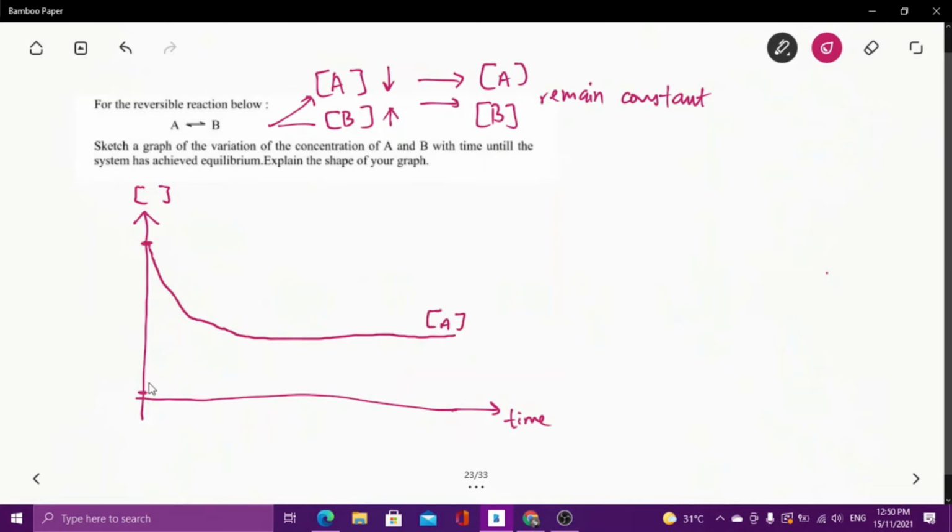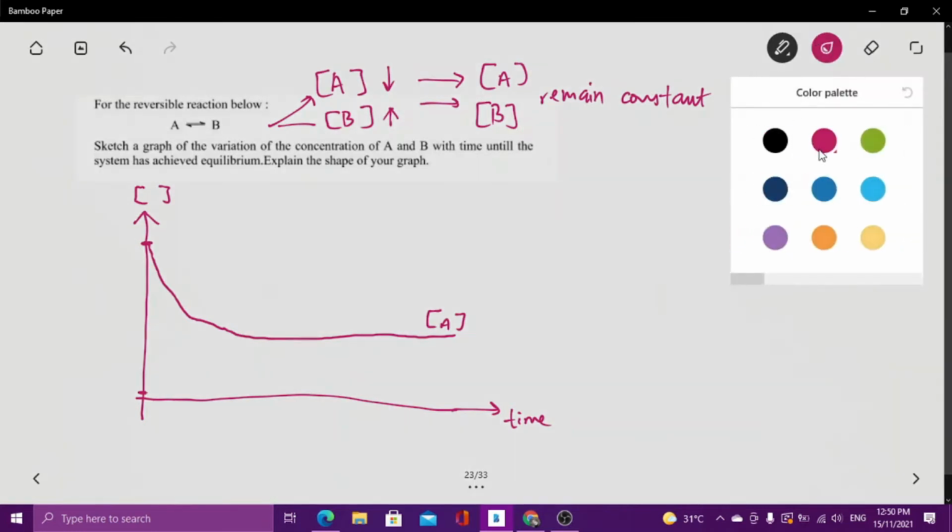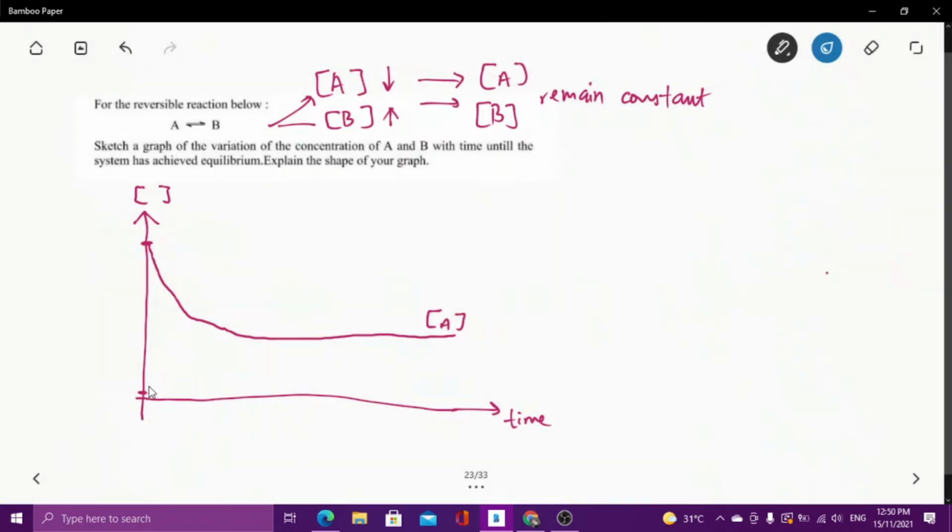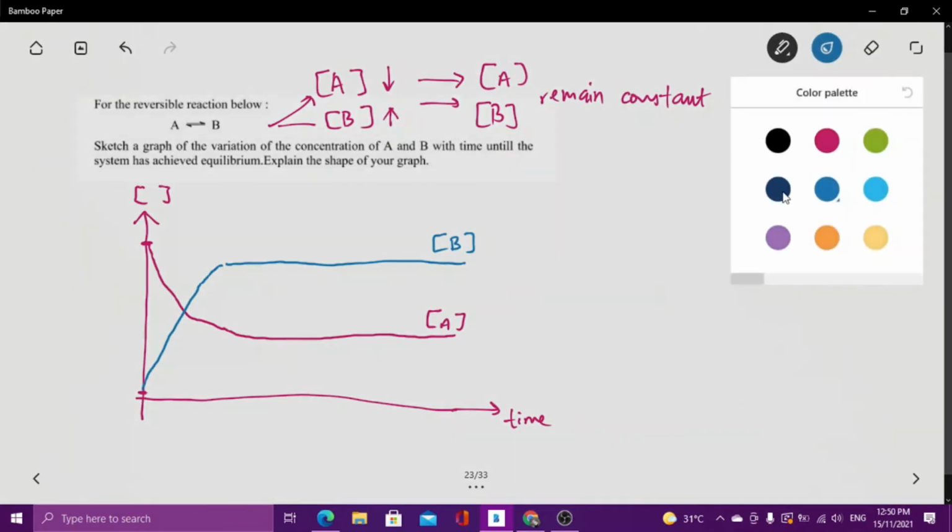But then for concentration of B, okay, so kita tukar pen kita. Let's say kita ambil warna biru. Okay, so for concentration of B, B ini concentration dia akan meningkat. So the graph could be like this. Okay, dia akan menaik. Dia akan menaik sampai satu tahap. But then concentration dia pun akan jadi plateau juga. Okay, so that will be the concentration of B.